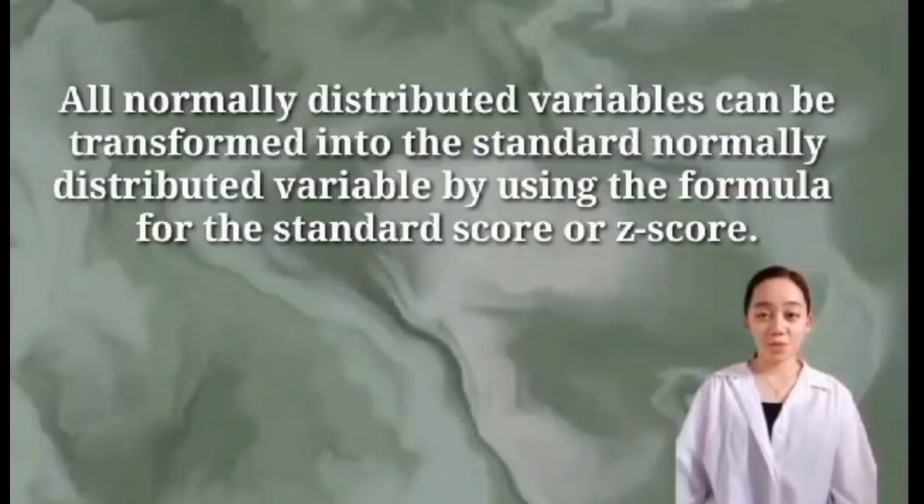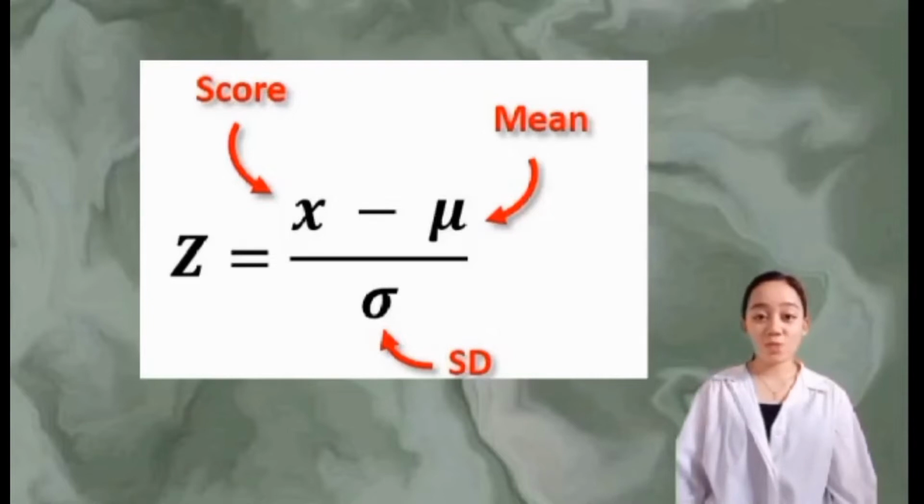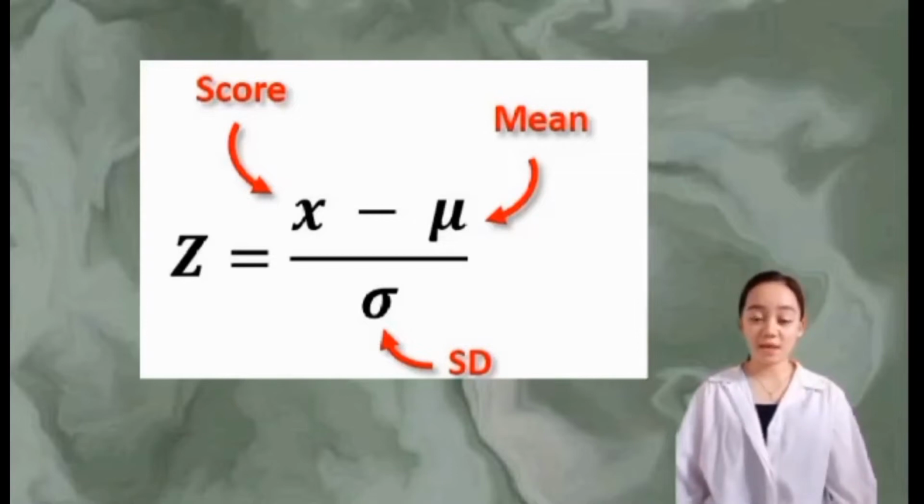All normally distributed variables can be transformed into the standard normally distributed variable by using the formula for the standard score or Z-score. So, if you're wondering how we can get the Z-score, we can get it using the formula Z is equal to X minus mu over lowercase sigma, where X is the raw score, mu is the mean, and the lowercase sigma is the standard deviation.